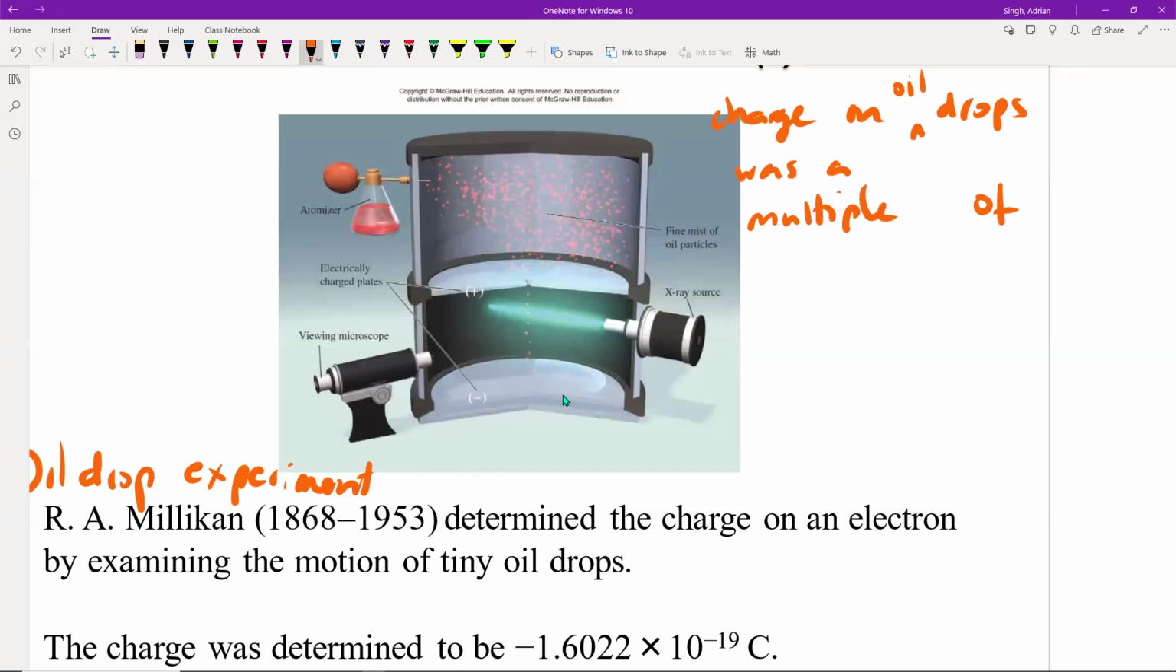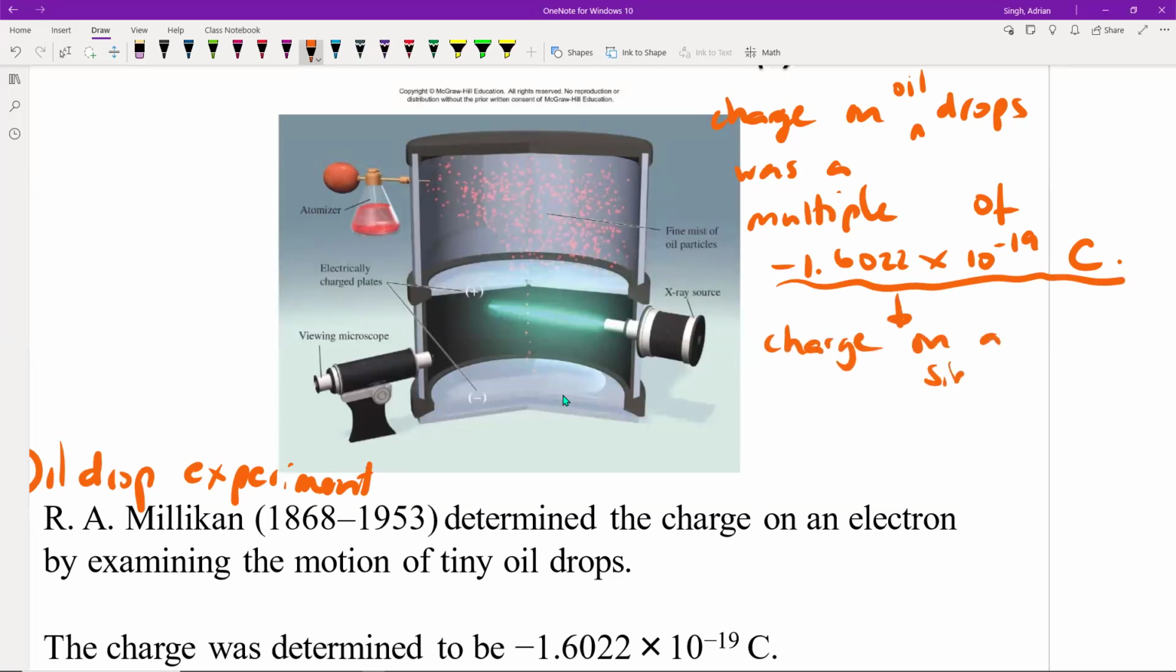And that number was negative 1.6022 times 10 to the negative 19 coulombs. So what he deduced was that this then was the charge on a single electron.